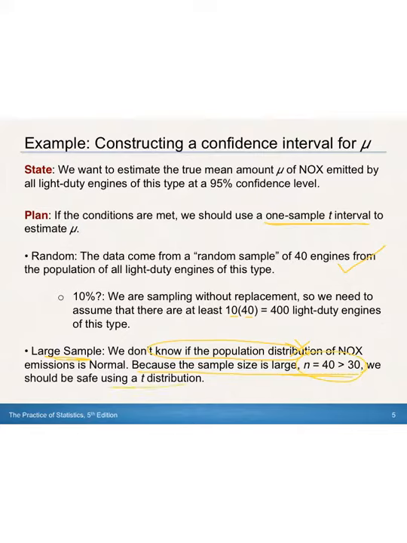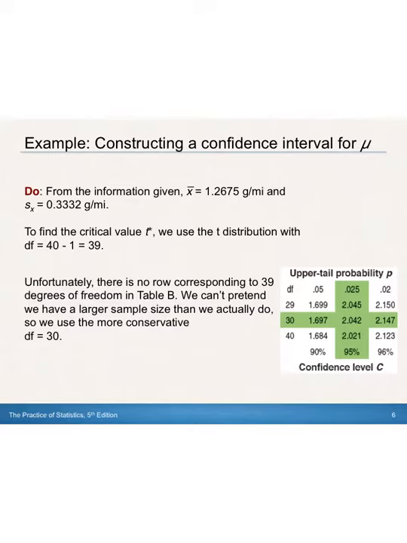Now we're going to go ahead and do it. The information that we've been given, we're given the mean, we're given the standard deviation. We know that n is 40, so our DF is going to be 39. There is no row attached to 39, and so we're going to use the closest but lower to allow us to ensure that we got that 95% that we want.